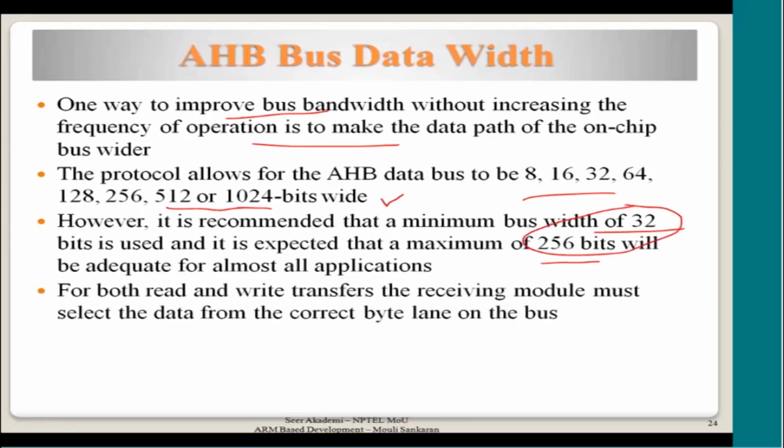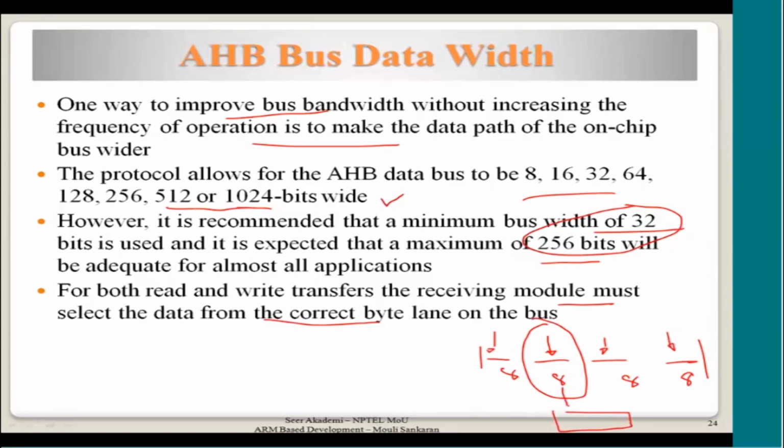For both read and write transfers, the receiving module must select the data from the correct byte lane on the bus. So as earlier, if you remember, if a byte transfer is happening, maybe at a particular odd address or even address, a particular word, a byte. Sorry, this is the word, and these are all bytes. If suppose it is writing only this byte, maybe the same value can be driven on all the buses. And then I was saying earlier that based on the memory, it could take this value and internally write it into a particular location in the memory.